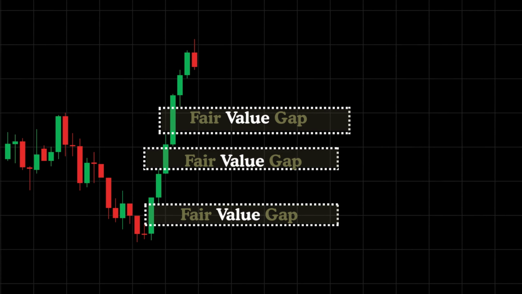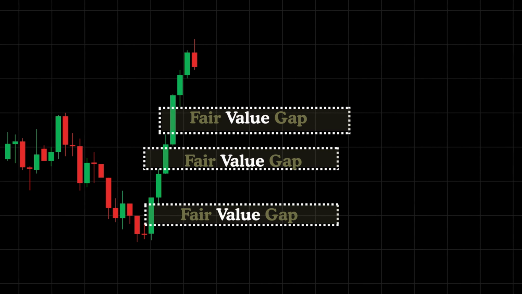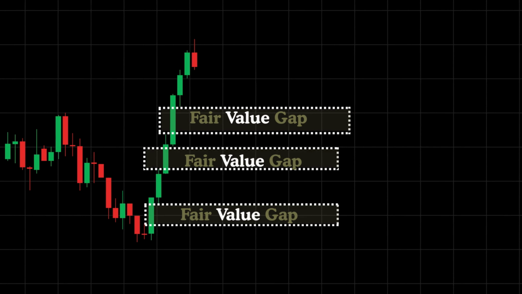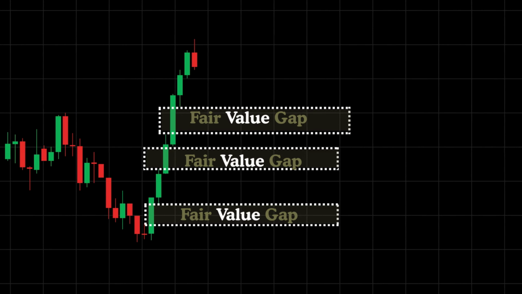Now compare that with a supply or demand zone. A supply zone doesn't always need a fair value gap, and it can be mitigated, meaning price has already reacted to it once. That's a major difference.